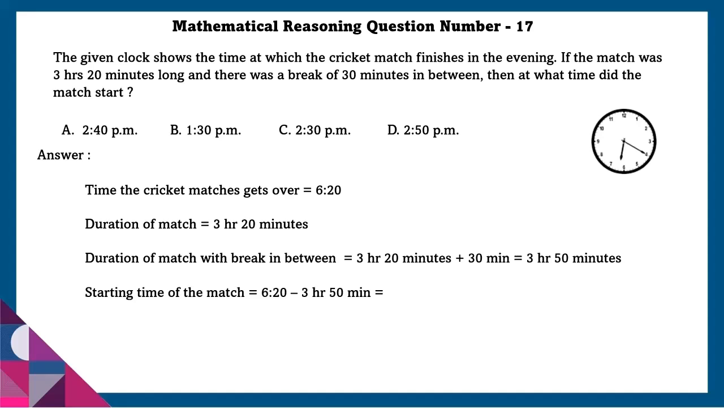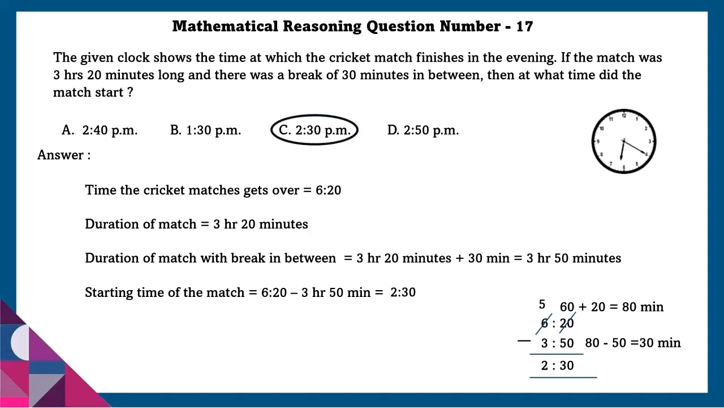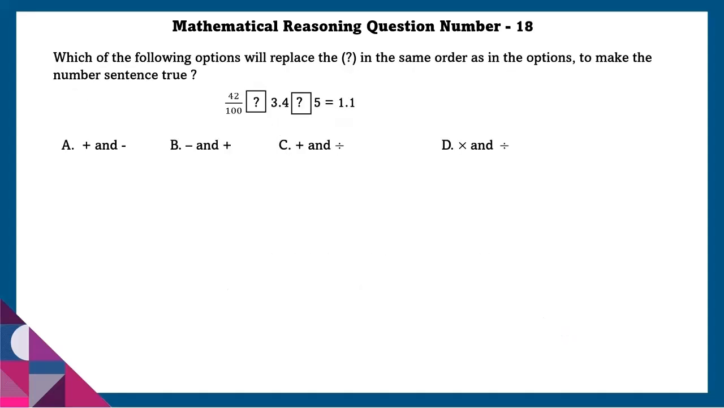So the starting time of the match is equal to 6:20 minus 3 hours 50 minutes. If you borrow 1 hour, which is equal to 60 minutes, and there are already 20 minutes in the minutes area, we have to add 60 plus 20, which is equal to 80. So from this, we can further subtract. So the answer will be 2:30. So the match will start at 2:30.